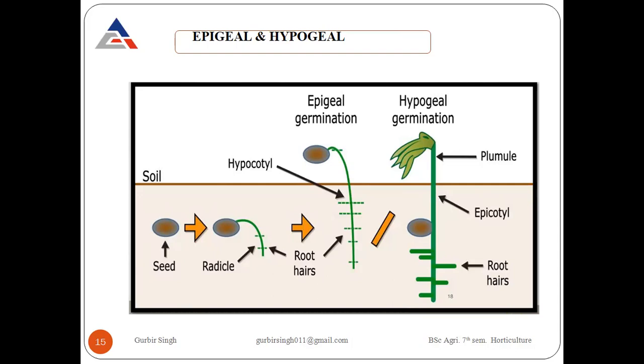This is very common in beans, gourds, castor, tamarind, onion, etc. As shown in the figure, the other type, that is hypogeal, in which the epicotyl elongates and the hypocotyl does not raise the cotyledon above the ground. It is mostly found in gram, pea, custard apple, lotus, maize, etc.